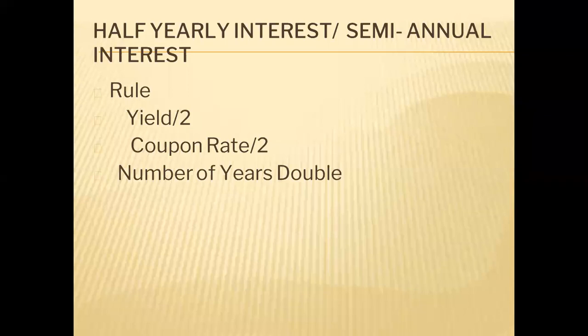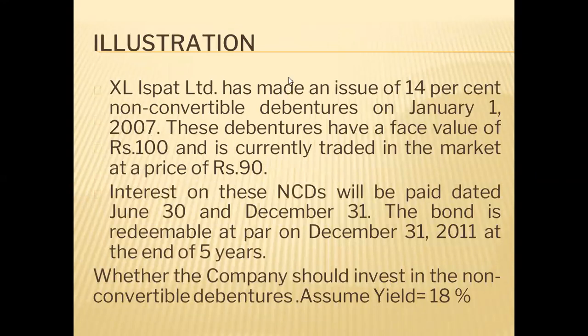By reading the question, you can understand whether interest is payable half yearly or annually. Suppose in a question it is given that interest is paid on two dates, June 30 and December 30, then you can understand that it is a semi-annual interest, meaning interest will be paid two times. So how the value of the bond will be calculated if it is a semi-annual interest, we will understand today. In the previous illustrations, interest was paid once in a year, which is known as annual interest.